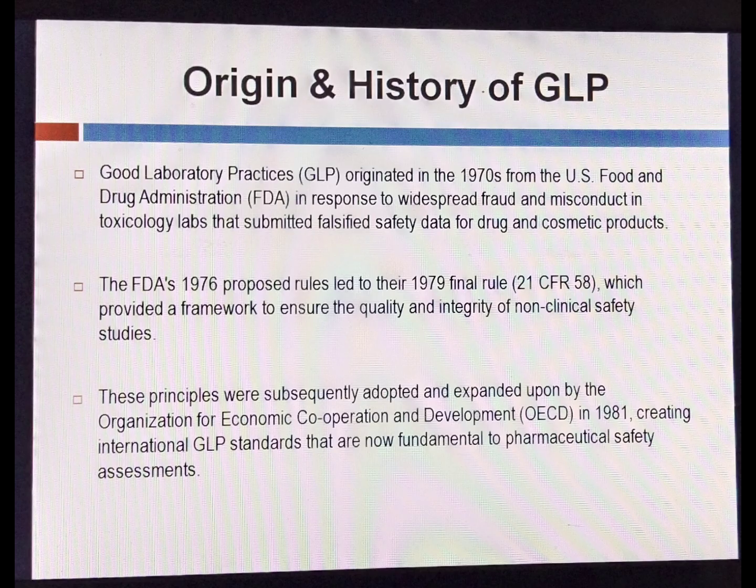GLP originated in the 1970s from the US Food and Drug Administration in response to widespread fraud and misconduct in toxicology labs that submitted falsified safety data for drug and cosmetic products. The FDA's 1976 proposed rules led to their final rule, 21 CFR 58, which provided a framework to ensure the quality and integrity of non-clinical safety studies.